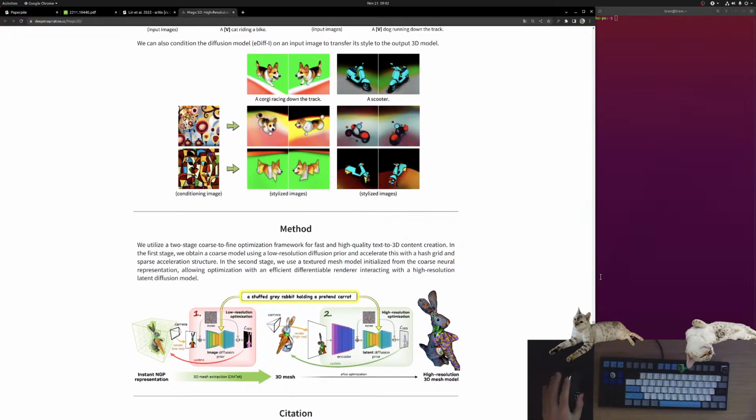Okay, and then what is the method? We utilize a 2-stage coarse-to-fine optimization framework for fast and high-quality text to 3D. So there's a 2-part process here. In the first stage, we obtain a coarse model using a low-resolution diffusion prior and accelerate this with a hashed grid and sparse acceleration structure.